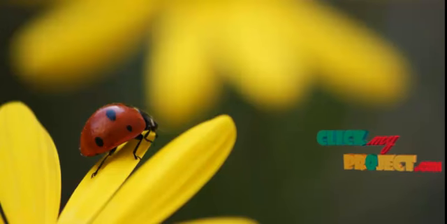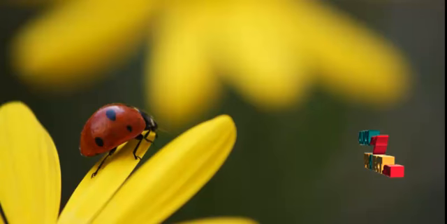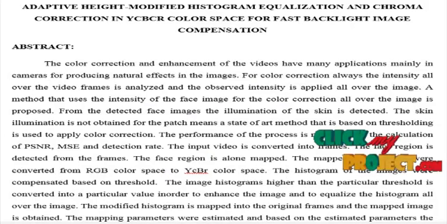Welcome to clickmyproject.com. Let us discuss the process of adaptive height modified histogram equalization and chroma correction in YCbCr color space for fast backlight image compensation. Let me see the abstract of the process.